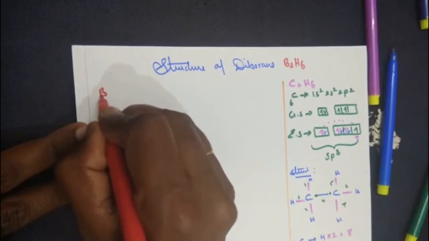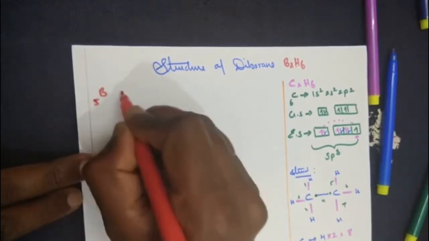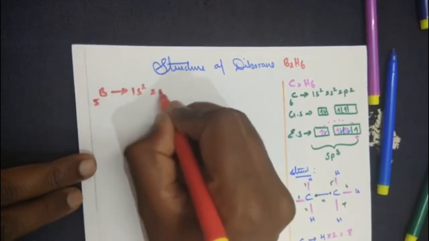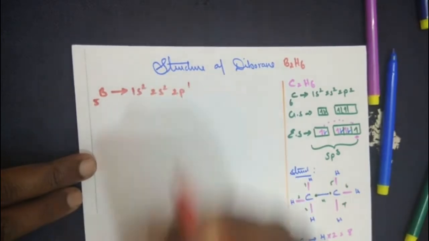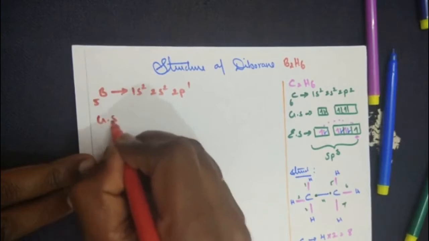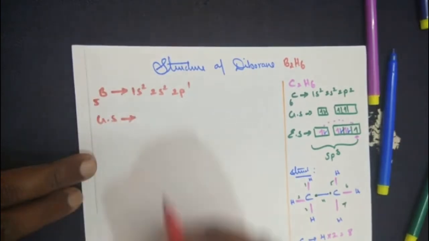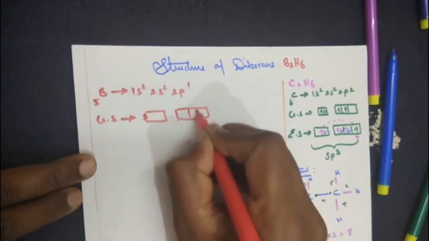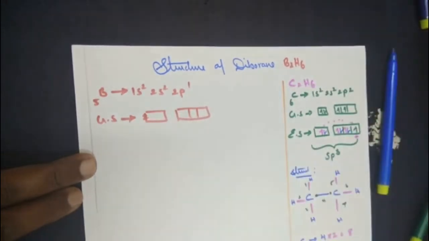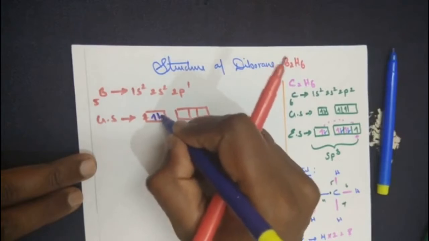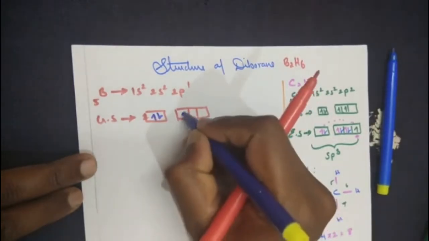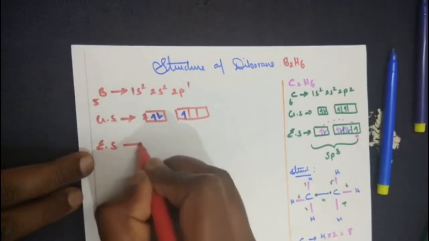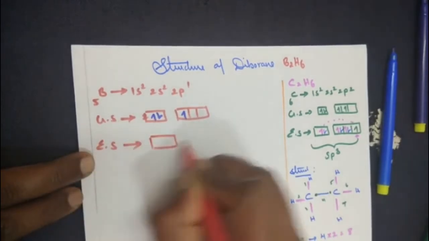Now the atomic number of boron is 5. So what will be the electronic configuration? 1s2, 2s2, 2p1. In the ground state, the configuration for boron is 2s2, 2p1. So the 2s orbital will have 2 electrons, and the p orbital will have only 1 electron. Now in the excited state, what happens?